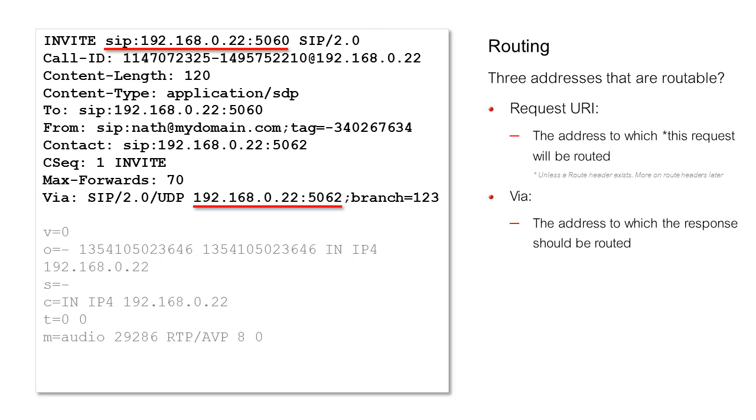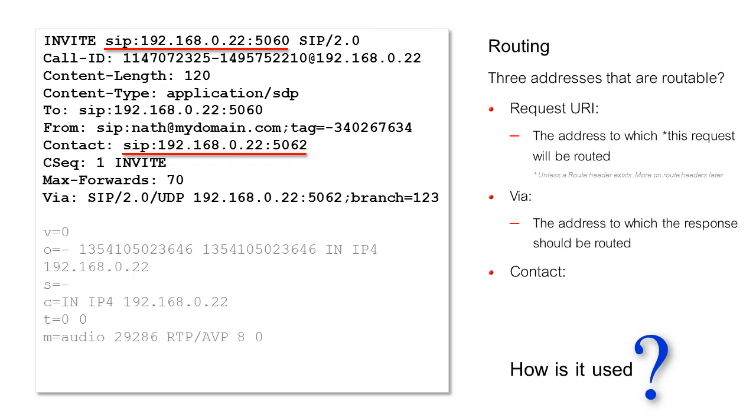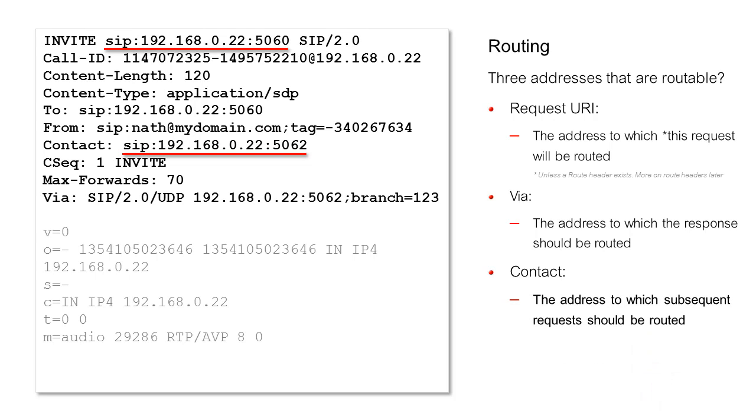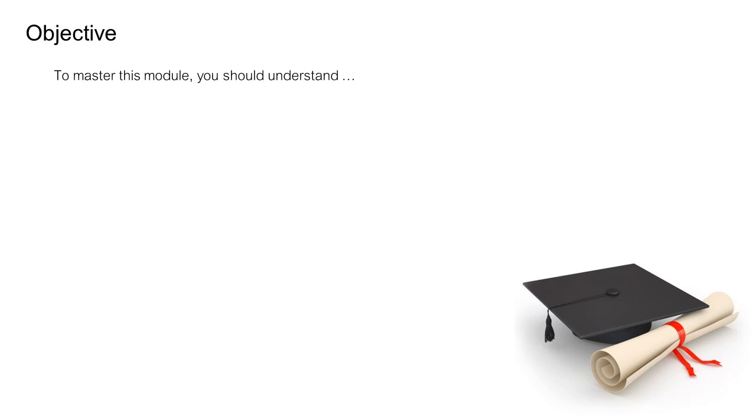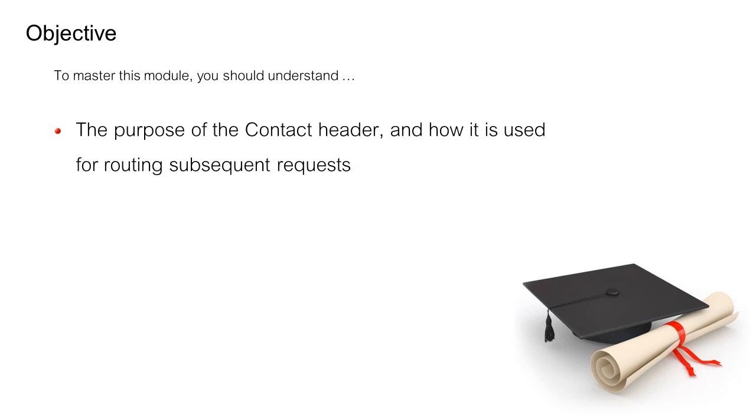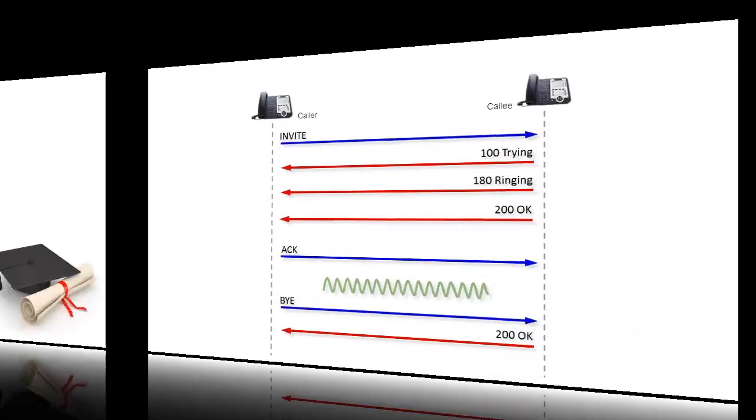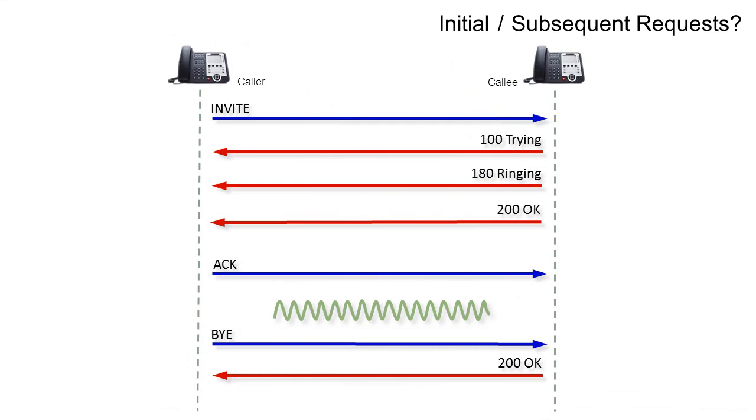But what about the contact address? What's it for and how's it used? The contact address is the address to which subsequent requests should be routed. During this lesson, we'll look in detail at the purpose of the contact header and how it's used for routing subsequent requests. Firstly, what do we mean by initial and subsequent requests?